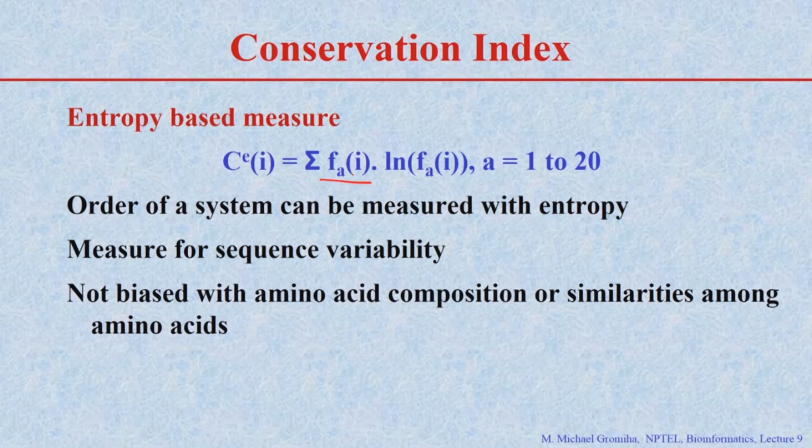Then the frequency we multiply with the logarithm of this frequency, to get the conservation score based on the entropy based method. Here this is not biased with amino acid composition or similarities among amino acids, because we do not give any bias for the similarity of amino acids. If it is 7, 2, 2 for the 3 different amino acids present at a position, it does not matter if the 7 is threonine or alanine or tryptophan, right. We do not give any weight for any of the amino acids.